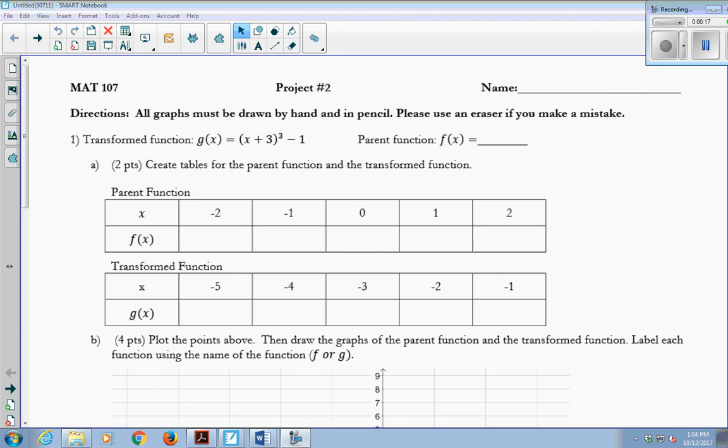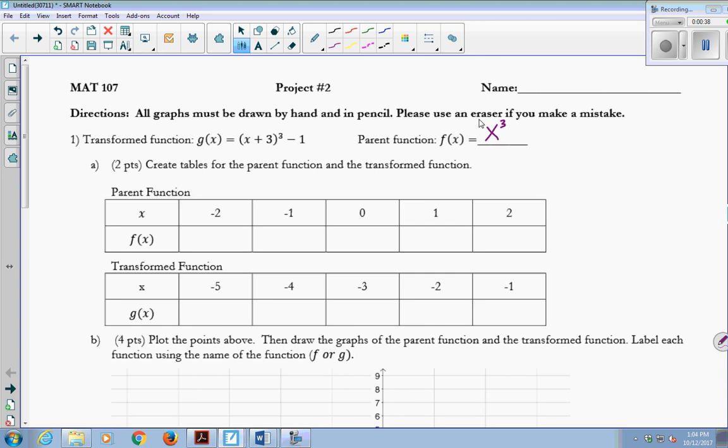So this is my transformed function that I'm trying to graph: (x + 3) cubed minus 1. So what's the parent function? What function can I start with and then say, okay, I'm going to start with this, and then this happens? x cubed. Yeah, you're going to start with f(x) = x cubed.